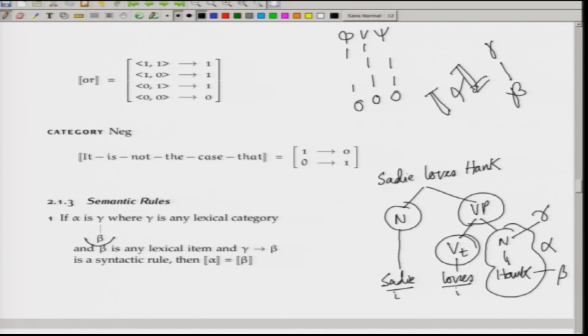You see here, it completely ignores the truth value of n, because after all, what is the truth value of n? N will collect its truth value from the item. Any category finally has to collect its truth value from the item, because categories are not assigned any truth value, only items are assigned truth values.